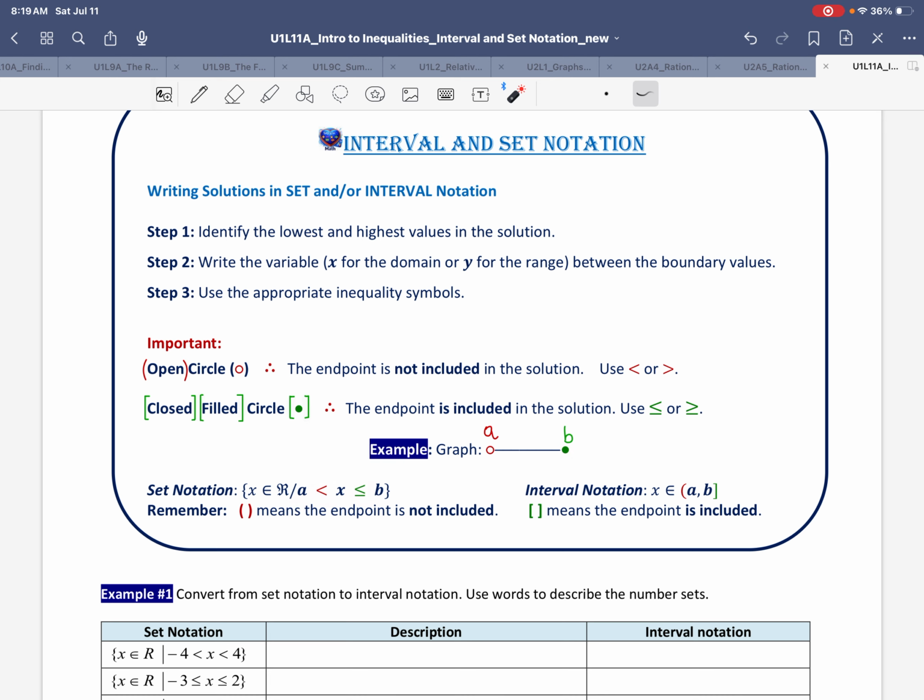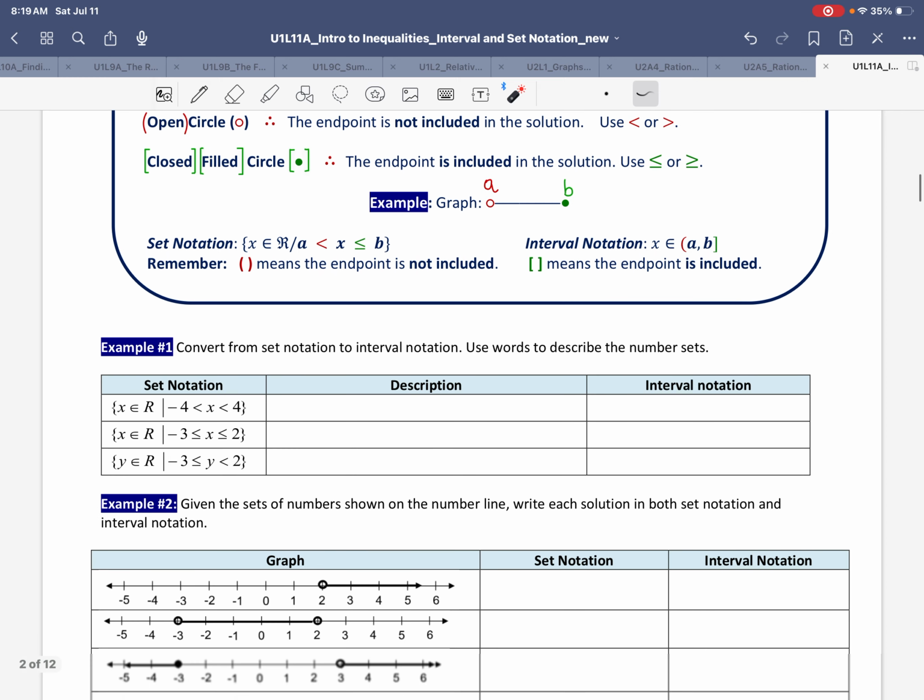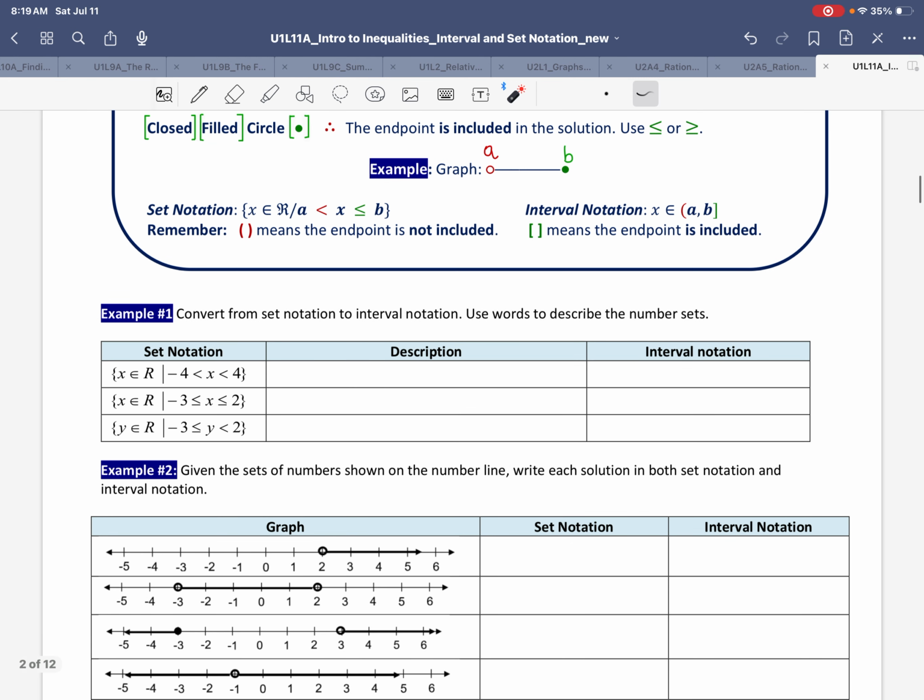In interval notation, this collection of numbers will be written as x belongs to, or x ∈. We open round parentheses and write a, that's because a is not included, and then a comma, and then we write the other endpoint, which is b, and add a square bracket on the side of it. Now, let's begin with our first example. We are going to look at examples where we have to convert the given set notations into interval notations.